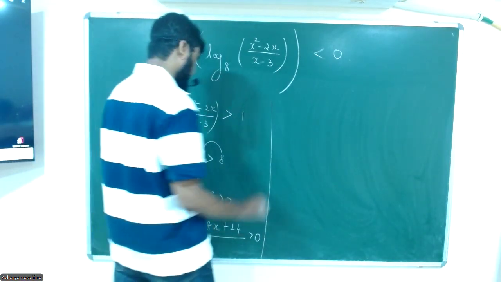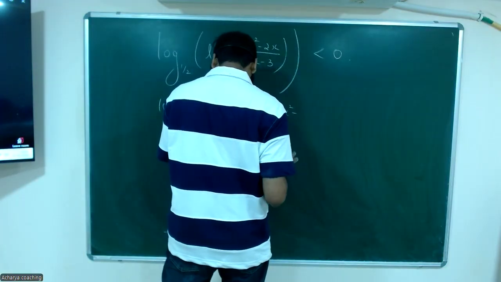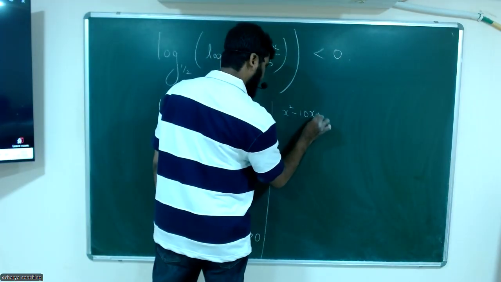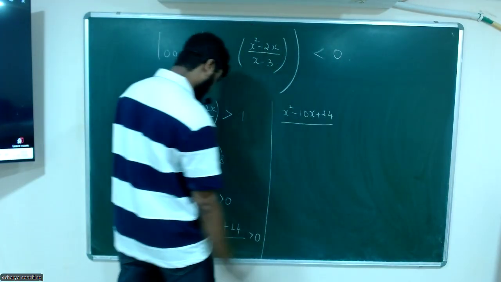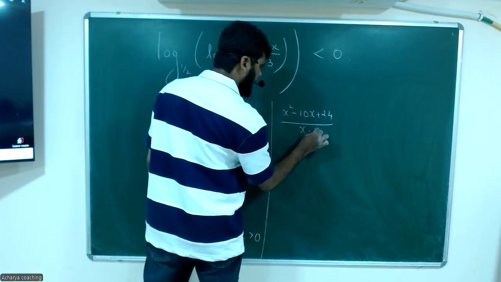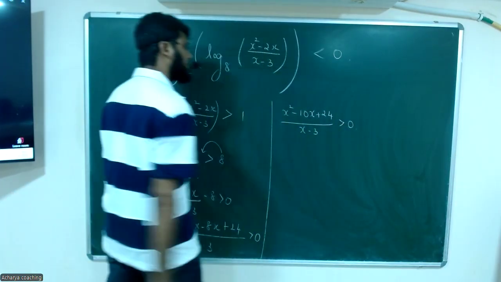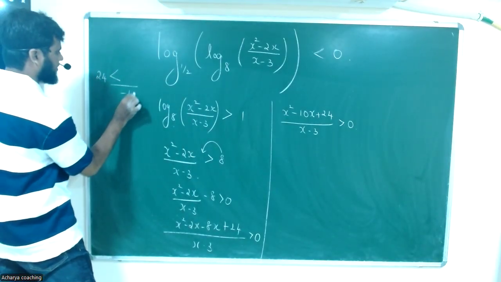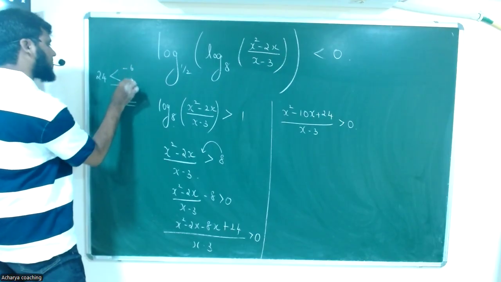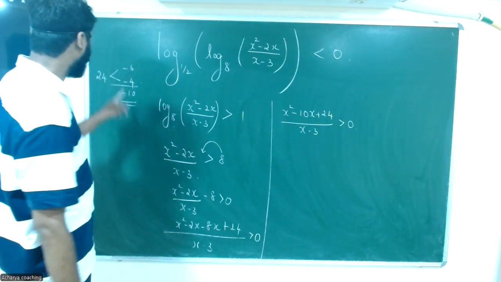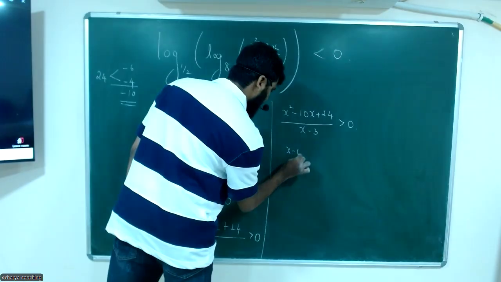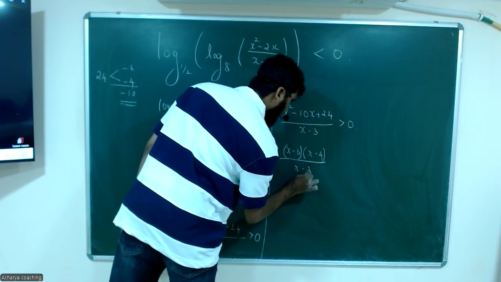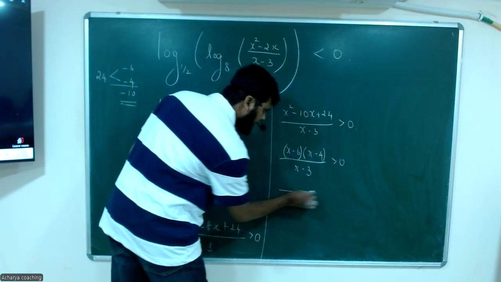X square minus 8 minus 2 will be minus 10x plus 24, the whole divided by x minus 3 greater than 0. Factorize this. If we multiply, we have to get 24. If we add, we have to get minus 10. So I can take minus 6 minus 4. So this will be x minus 6 into x minus 4, the whole divided by x minus 3 greater than 0. Now use wavy curve method.